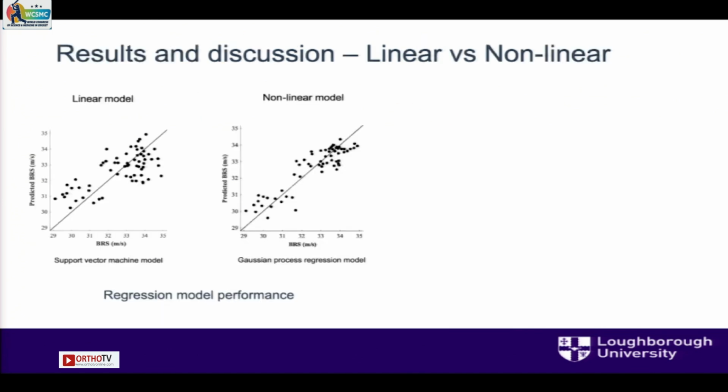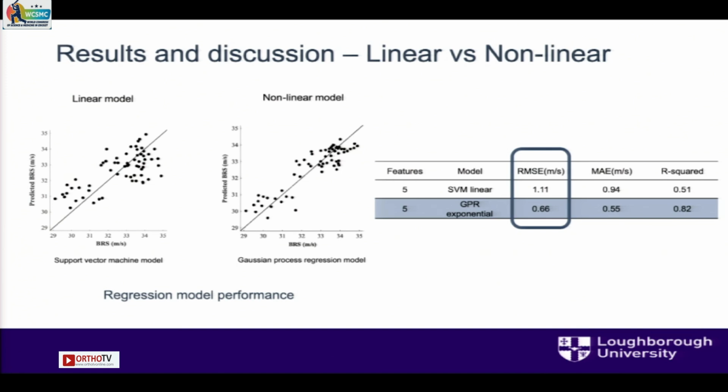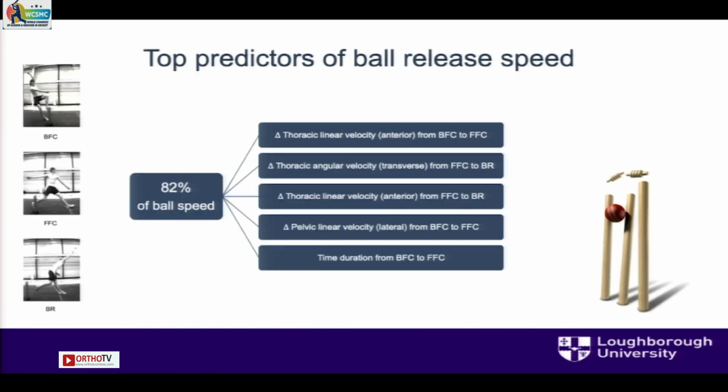We have two graphs here, with BRS on the x-axis and the predicted BRS on the y-axis. So we're looking at linear versus non-linear models. The results were better for the non-linear one. The RMSE was almost half for the Gaussian process exponential model. The mean absolute error reduced quite a lot as well. And the non-linear GPR model explained 82% of the prediction.